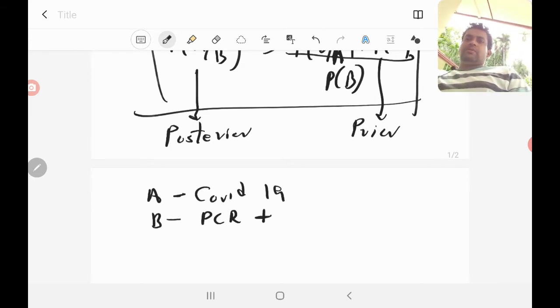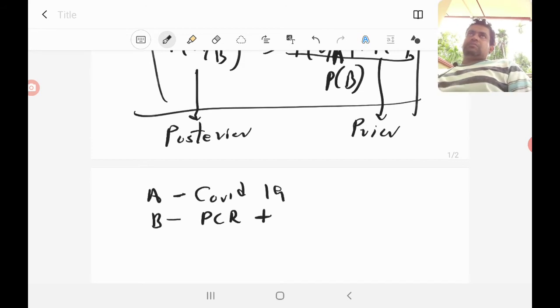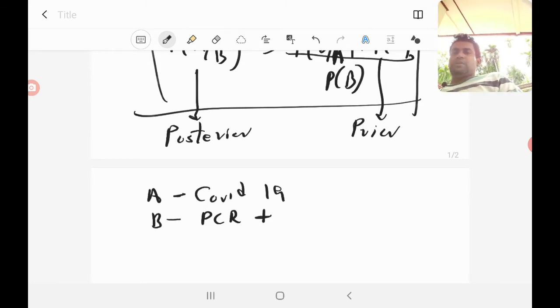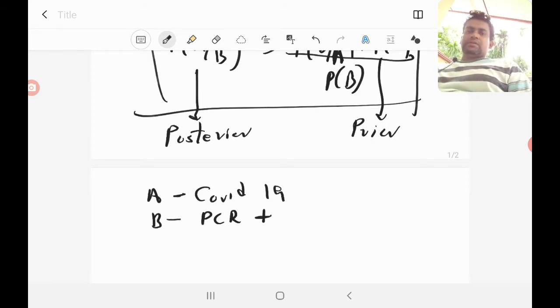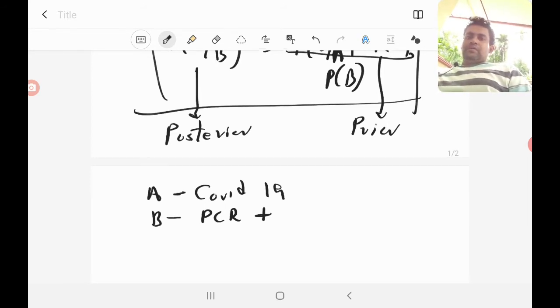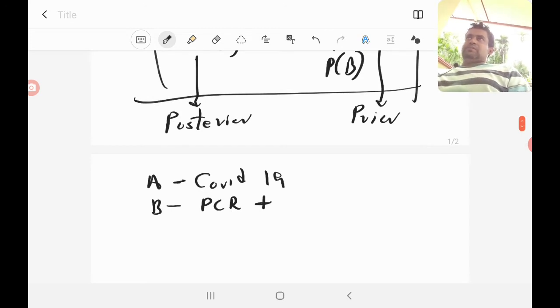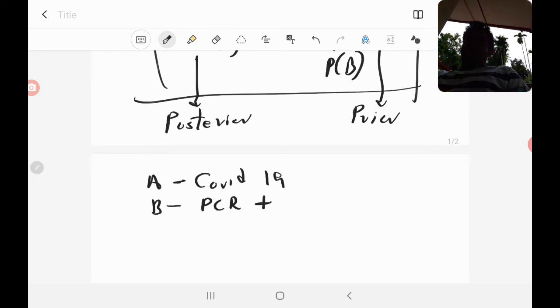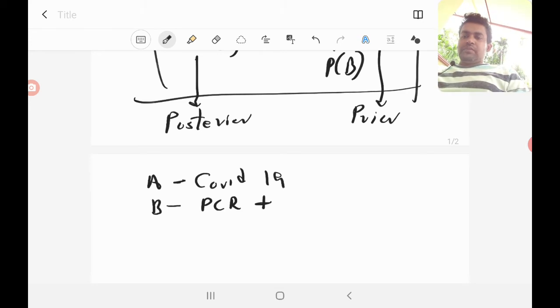Because commonly in the media, when we refer to COVID testing, the common notion is that if someone is positive with the test, then there's automatically the assumption that they have the COVID-19 infection, right? But those are two different events, right? So we will take them as two different events: someone actually having COVID-19 infection, and the PCR test being positive, right?